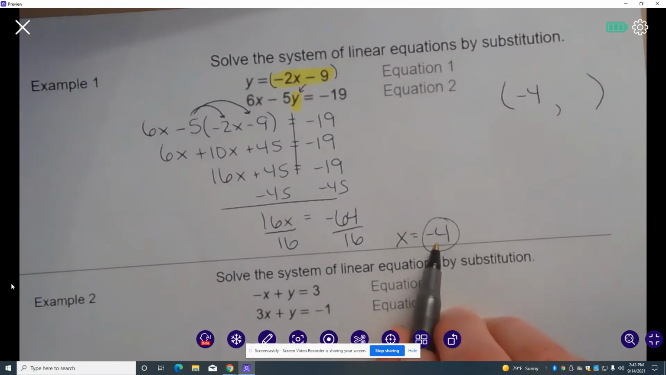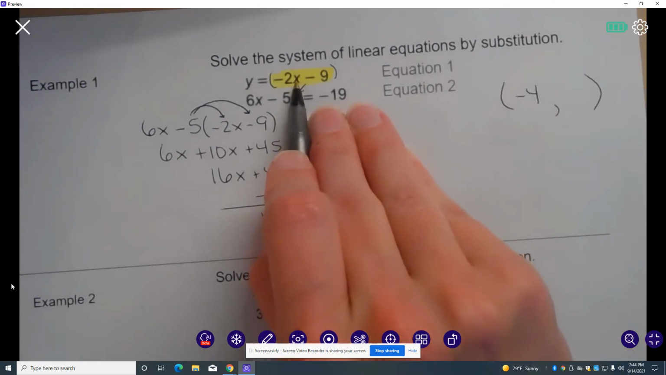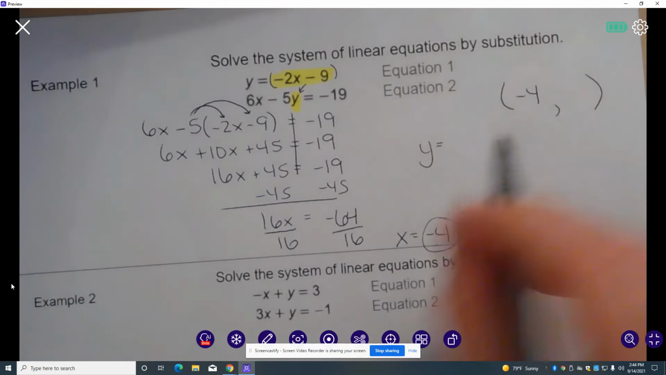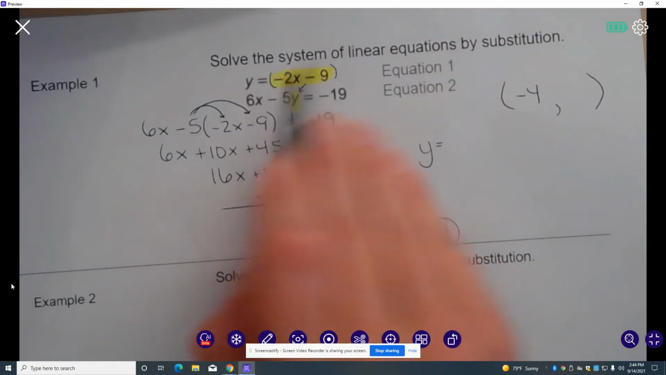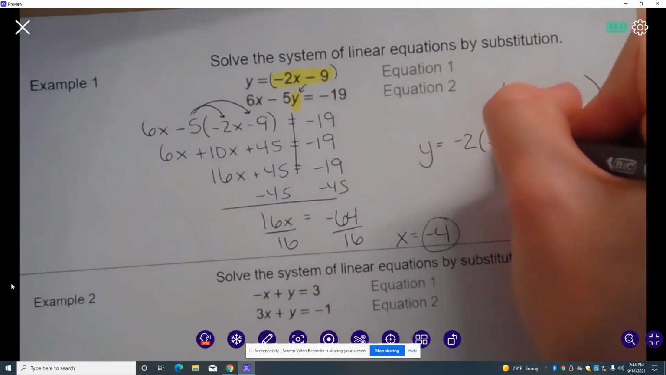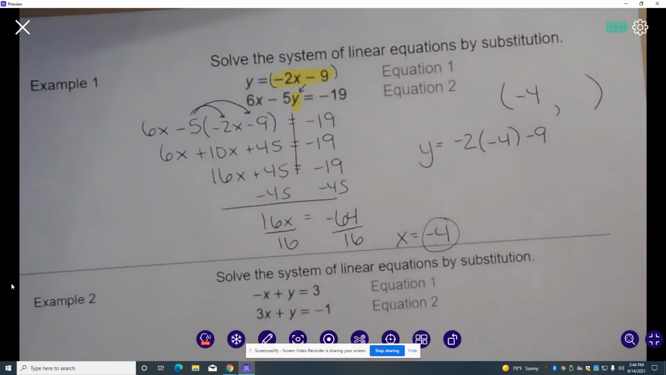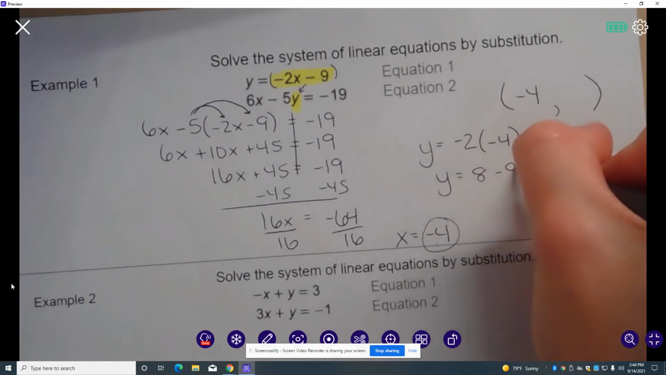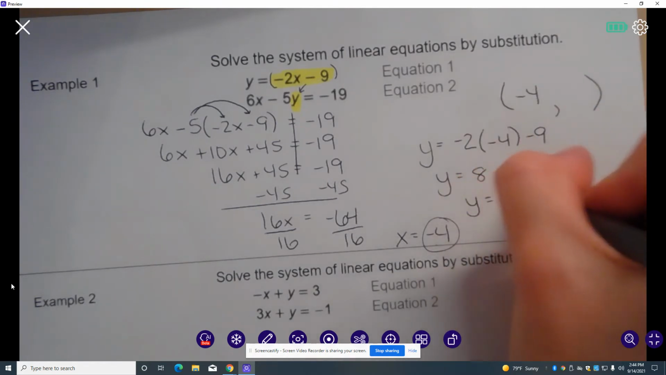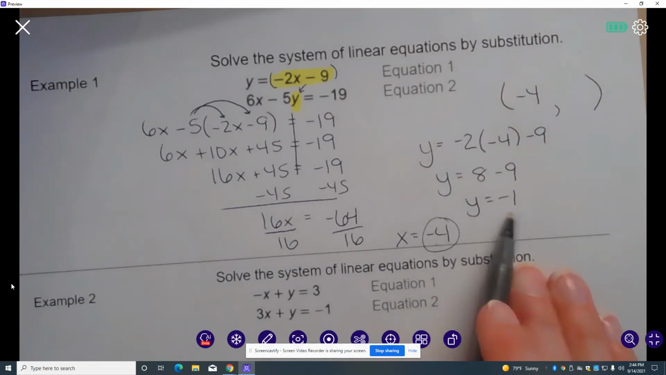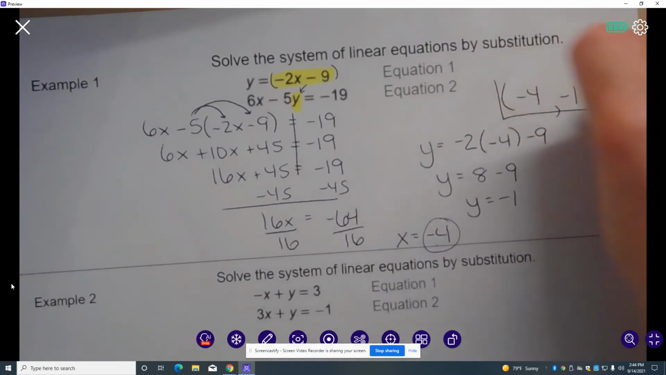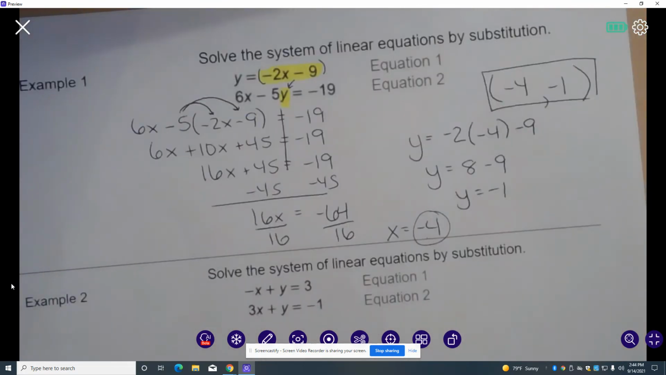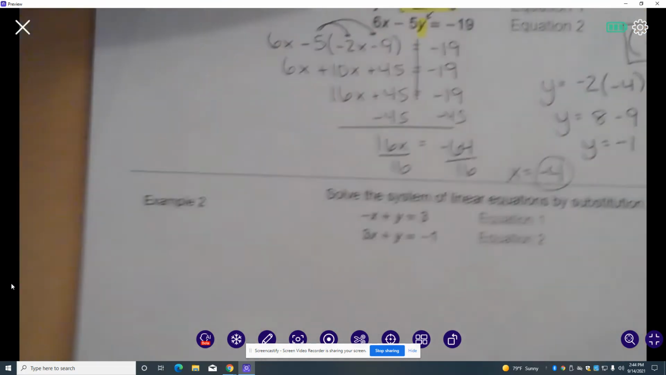So I can take negative 4 and substitute it back in for x. So y is going to be equal to negative 2 times negative 4 minus 9. And I get that y is equal to negative 1. So there's my solution to the system.